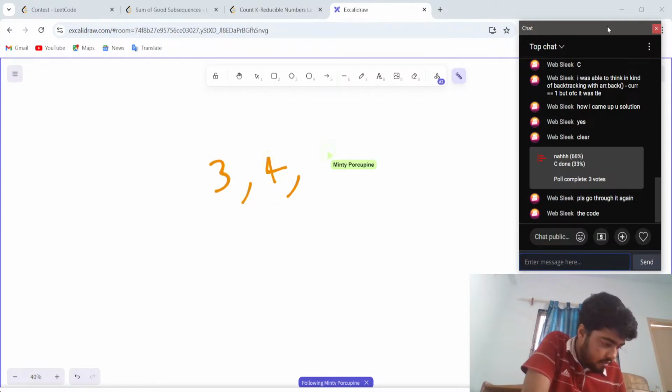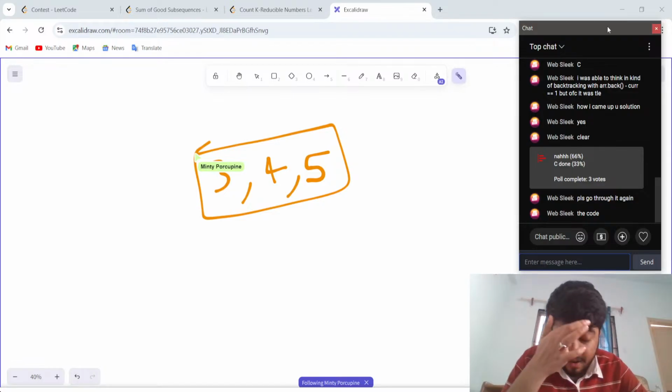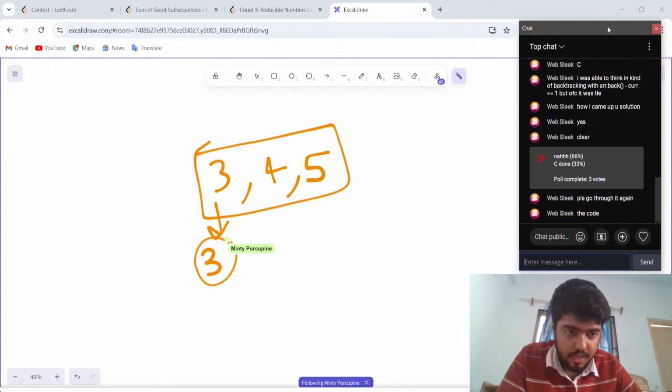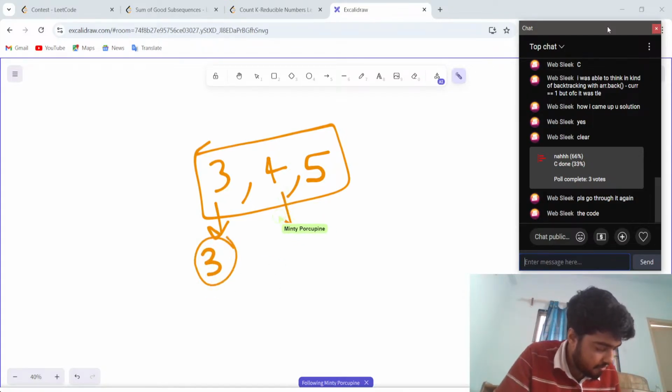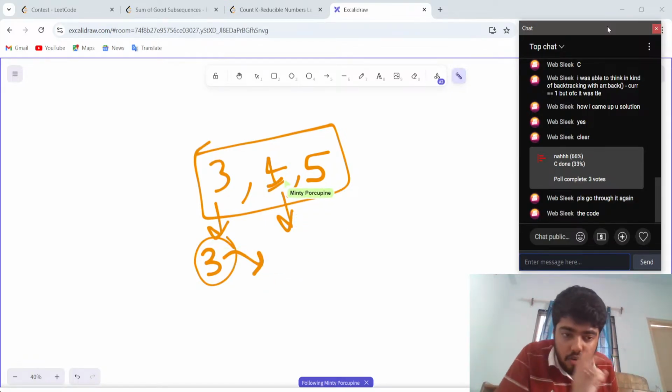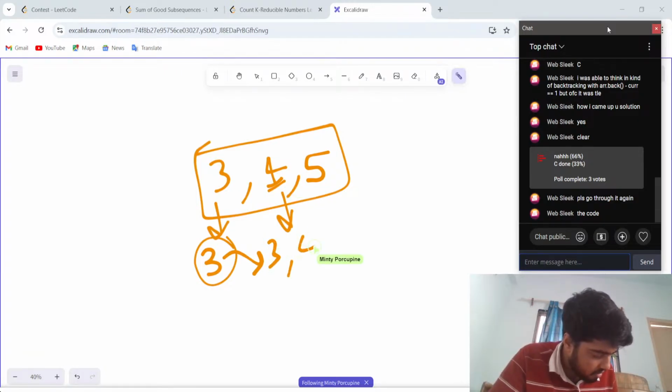3, 4, 5, right? We have got 3, 4, 5. Now look at the explanation clearly. So for 3, we are going to have 1 3 only, right? Nothing else. For 4, what we can have is this 3 as well as the 4. So how many times will 4 be there? Twice. So that is 3 comma 4 and 4. So 4 will be twice, right?